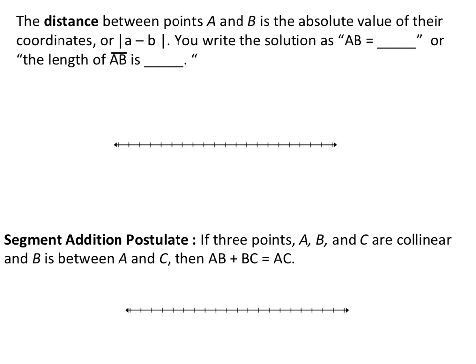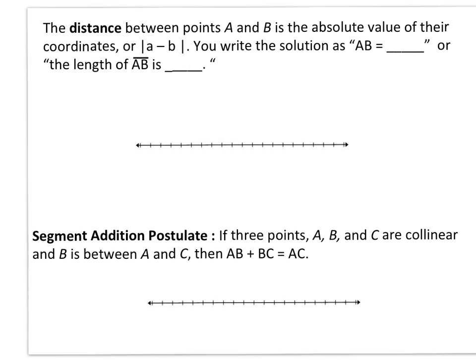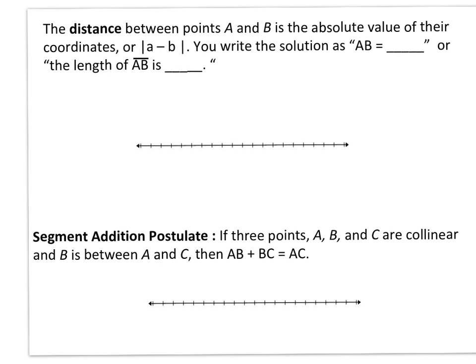The distance between points A and B is the absolute value of their coordinates, or the absolute value of the coordinate A minus the coordinate B. You write the solution as AB equals, and then whatever the measure is, or you can say the length of the line segment AB is, and then again whatever it equals.